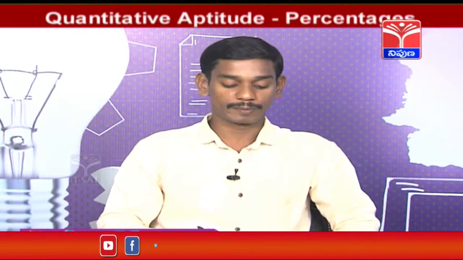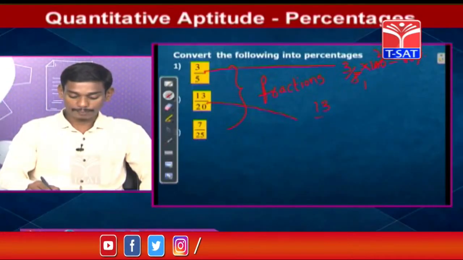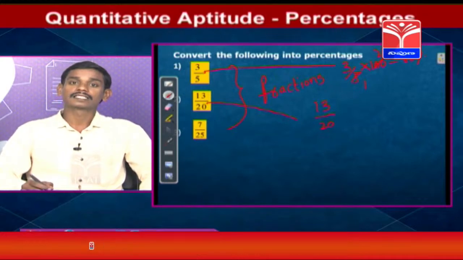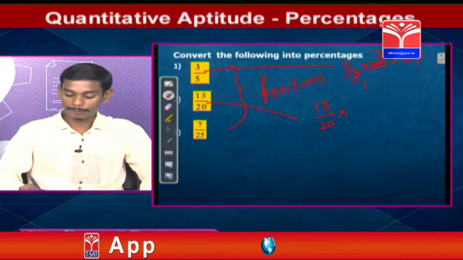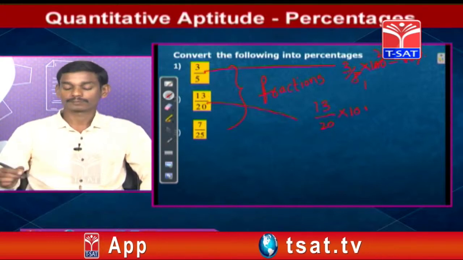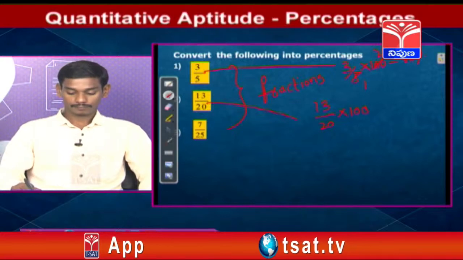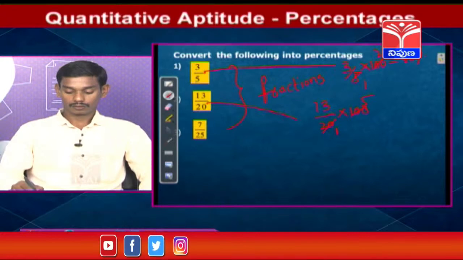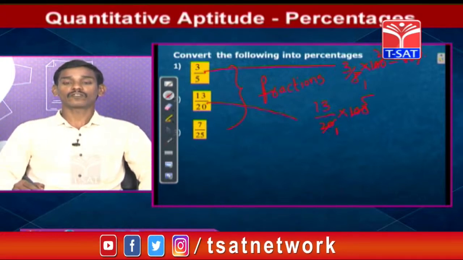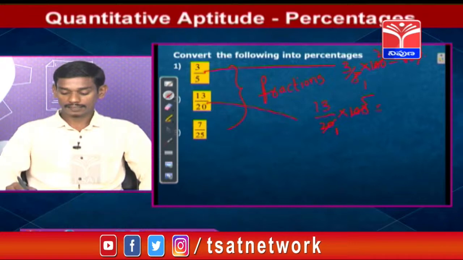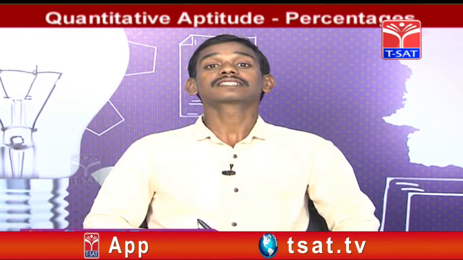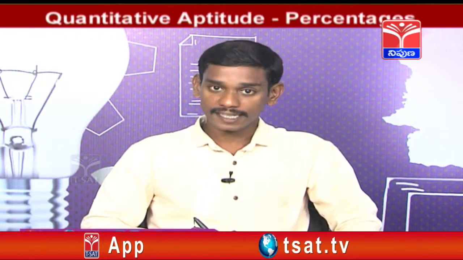And one more problem is here, that is 13 by 20. It is also one type of fraction, and we want to convert this into a percentage by multiplying by 100. Again, 20 ones are 20, 20 fives are 100, and 13 into 5. What is the value of 13 into 5? That is equal to 65 percent. That means the fraction 13 by 20 is equal to 65 percent.